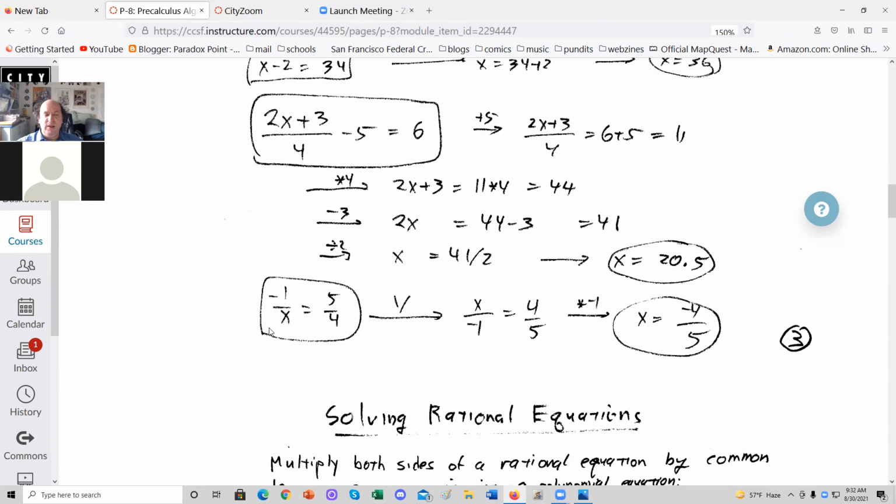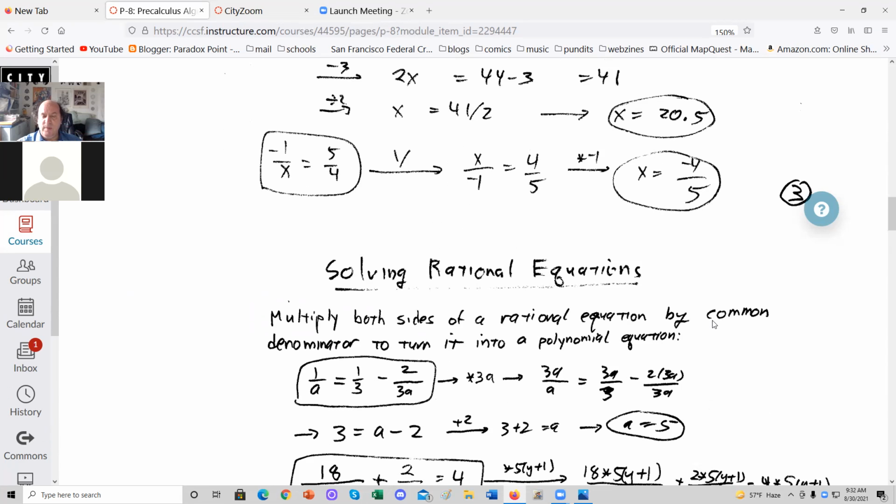Here we have negative 1 over x equals 5/4. Well, to solve for x, first let's move the x up from bottom to top. So we'll take the reciprocal of both sides. So I get x over negative 1 equals 4/5. And then we multiply both sides by negative 1. You get x equals negative 4/5, and there you go.